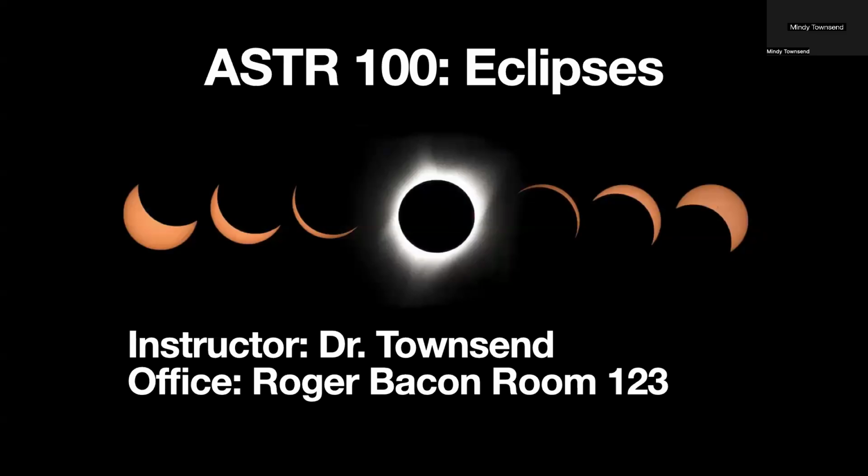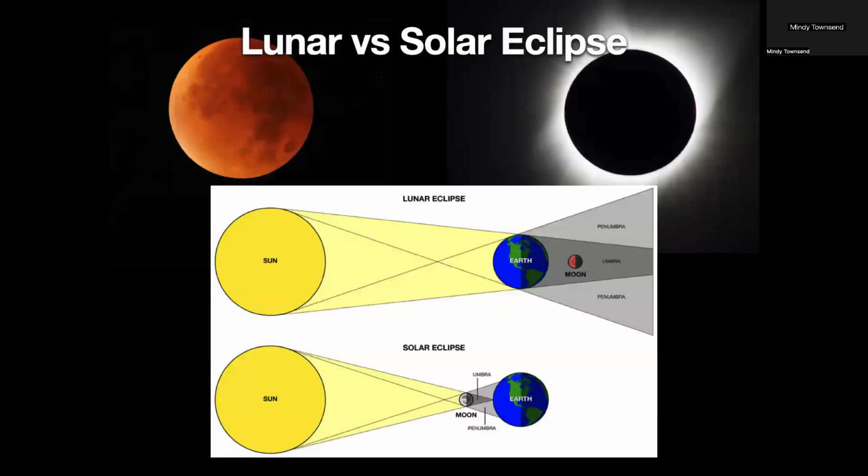Okay, now that you have a deep understanding of moon phases, we can move on to the closely related topic of eclipses. So there are two general types of eclipses. There's a lunar eclipse and a solar eclipse. The difference between a lunar and a solar eclipse basically comes down to what order the sun and the moon and the Earth are in.